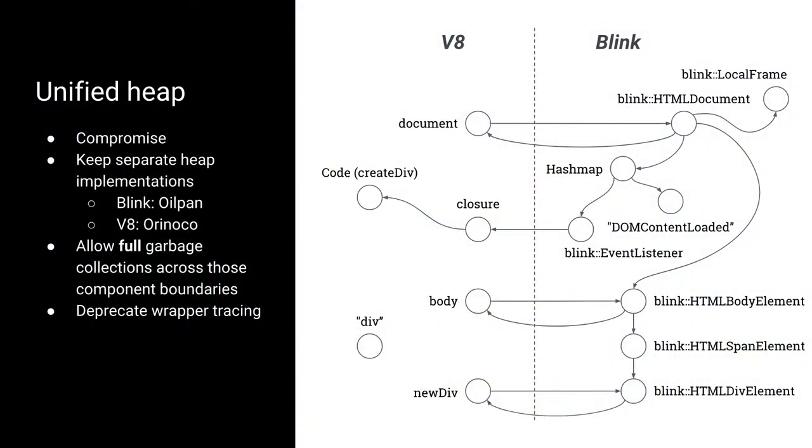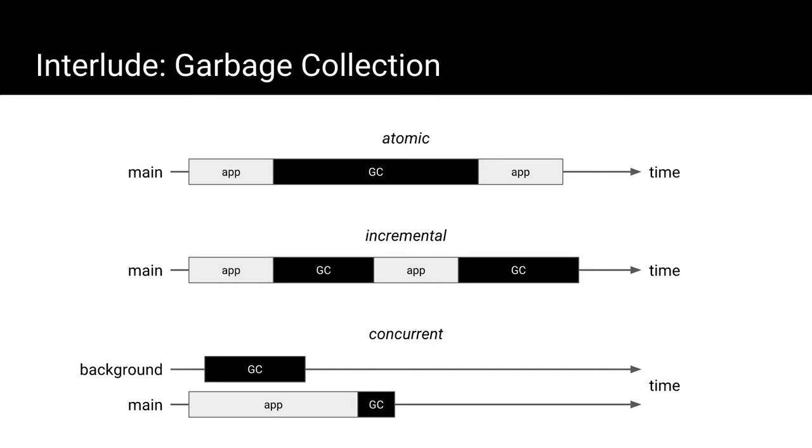In order to explain how this actually works and a bit more garbage collection stuff, we need to do a couple of interludes. So garbage collection. When we talk about garbage collection, we usually distinguish on a very high level between what sort of garbage collector we have. We can have one that's just atomic. So everything is performed on the main thread in one chunk. That's actually how OilPen works these days, mostly. I will explain a bit more later. Then we can have an incremental garbage collector where certain operations are split up into steps and they interleave with actual application code, which is our main thread code. Could be JavaScript, could be rendering, could be something else.